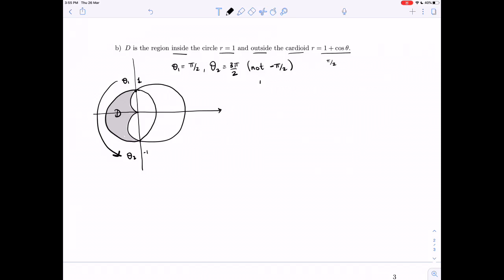Let's set the two curves equal and find those points of intersection. So to set those two curves equal, 1 plus cos theta is my second. And so I'm getting 0 is cos theta, and indeed theta is any odd multiple of pi over 2. So those two values are indeed the right ones.